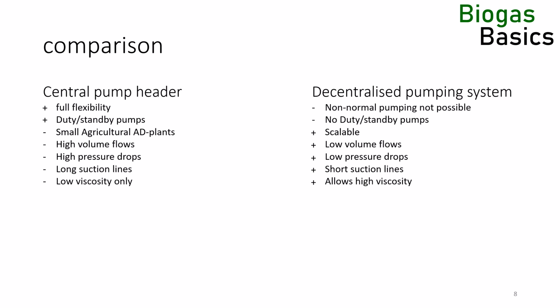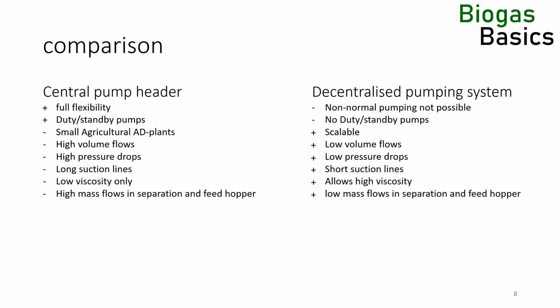High viscosities mean high pressure drops and high gas holdups, and that will worsen the effect of a vapor lock in long suction lines of central pumping systems. Process units that are fed from the centralized pumping system must be designed for a high throughput. In our example, the separators must be able to process 90 tons per hour while operating for 2.8 hours per day in the centralized system, and process 30 tons per hour for 8.3 hours per day in the decentralized system.